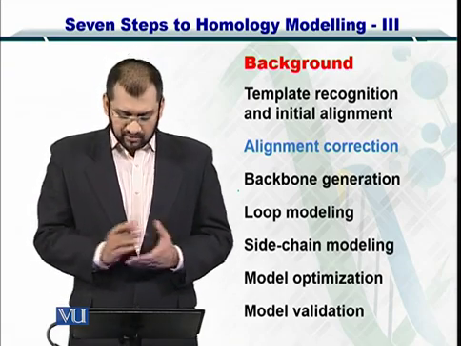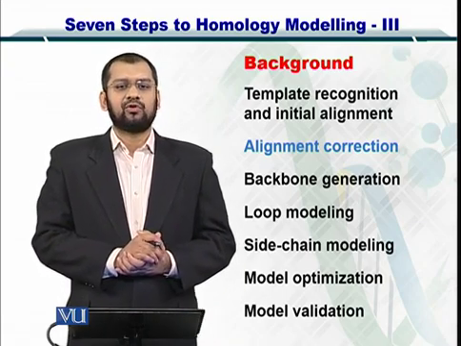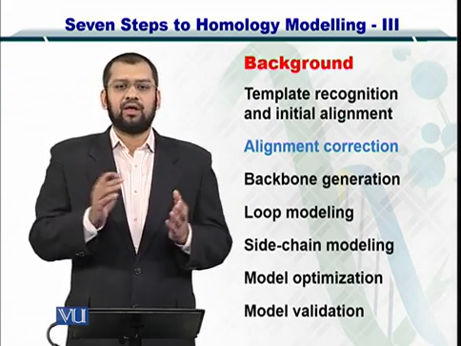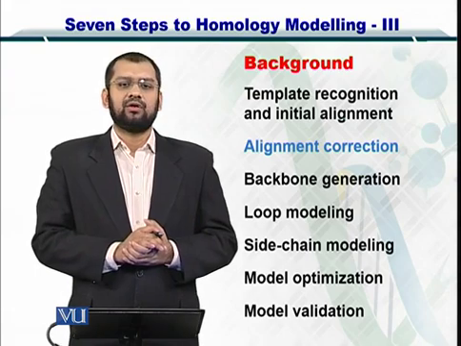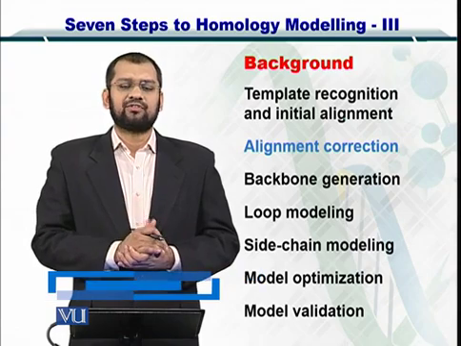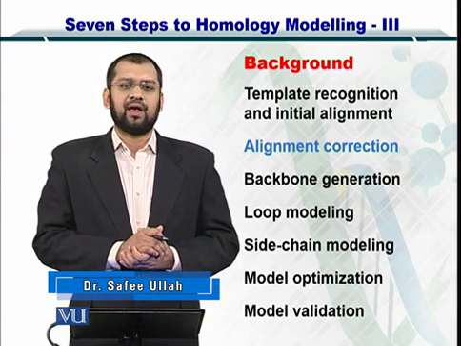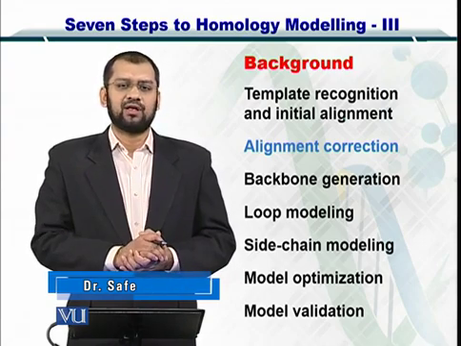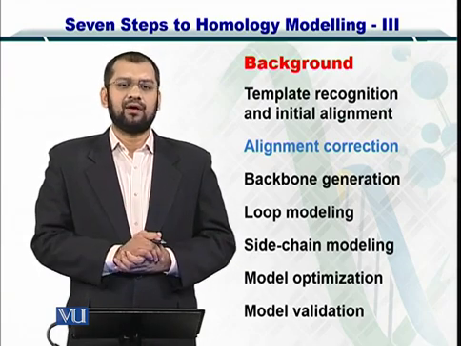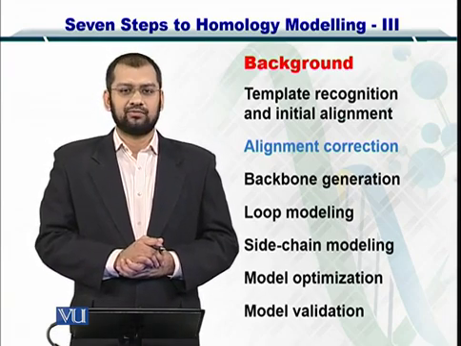So the 7 steps in order are the template recognition and initial alignment. This is followed by alignment correction and then the generation of the backbone, followed by the loop modeling and rotamer association. This is also called the sidechain modeling. Next is the model optimization, and then once all of these steps are done, you want to validate the model, the structure that you have computed. So let's take a look at alignment correction in this module.